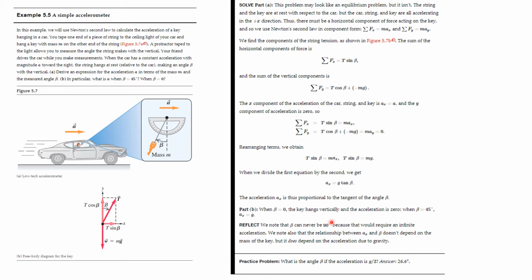Now when beta equals 0, the key hangs vertically, just straight down, and the acceleration is 0. When it's 45 degrees, it forms an isosceles triangle, so what's going down has to be the same as the horizontal, and that means that a is equal to g in magnitude. And here's a practice problem if you want to practice with some more numbers.